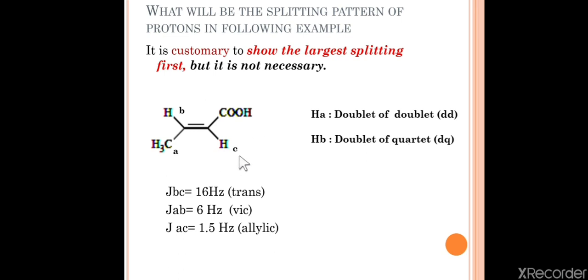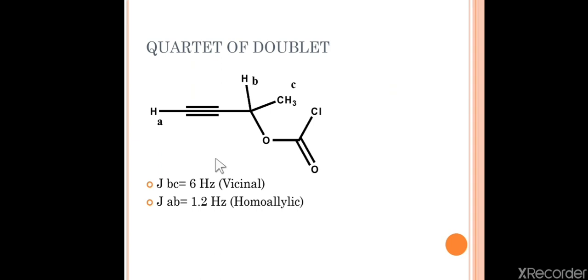Now HC. HC is splitting with HB and HA. Again the coupling constant BC is larger than the allylic one. So the splitting pattern for HC will also be the doublet of quartet. Doublet in case of BC coupling and then quartet in case of AC coupling. Understood? Now let's see more examples.